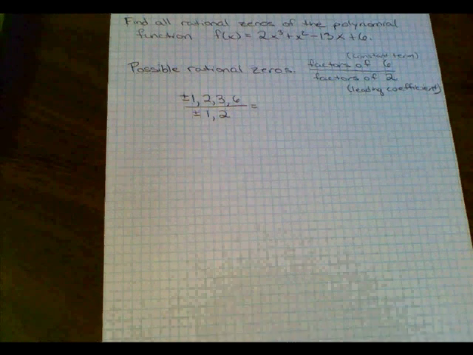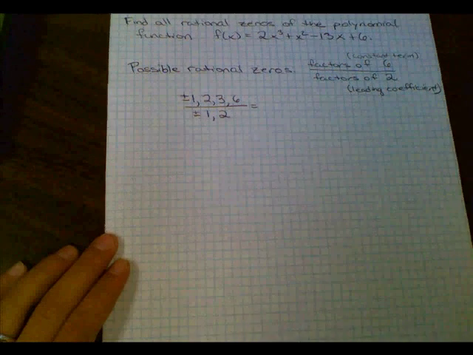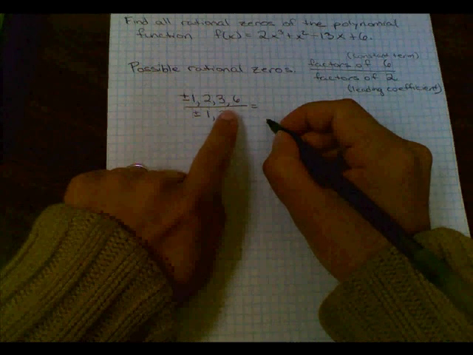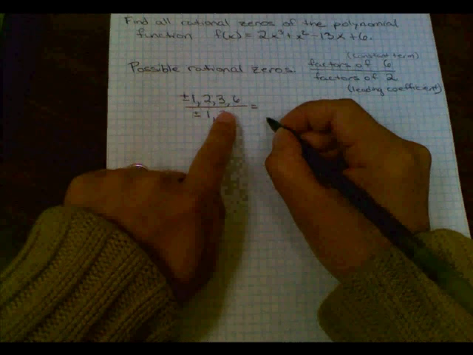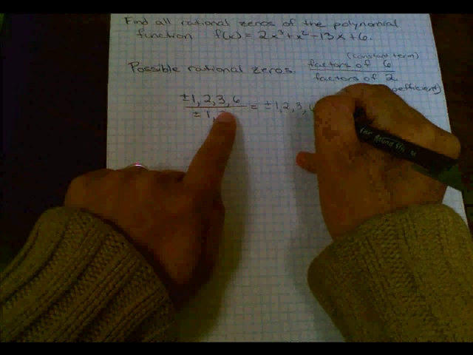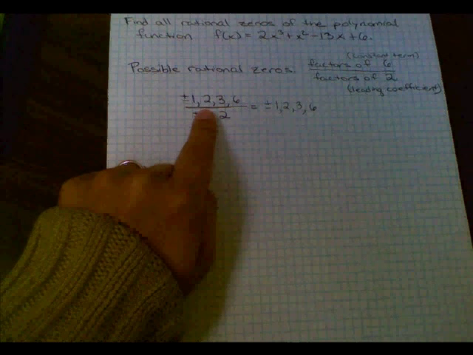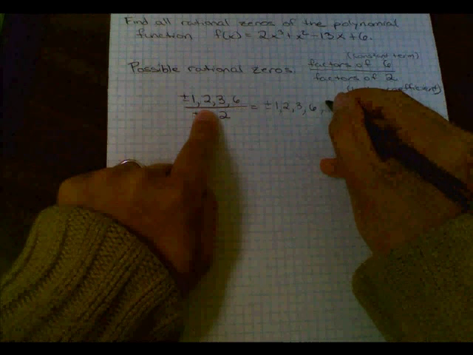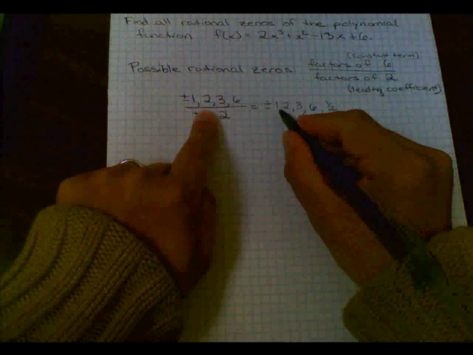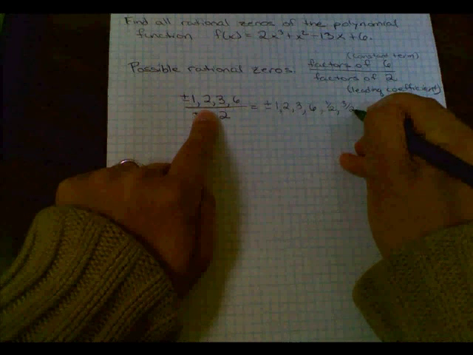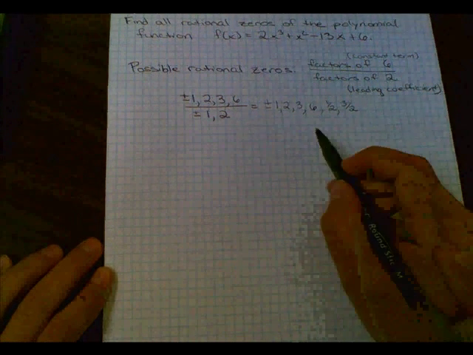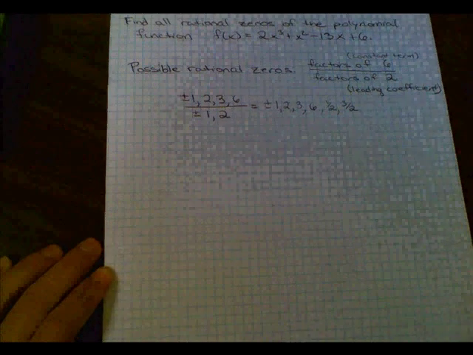So now I just need to write all the possible values this gives us. The way I usually do this is I'll pick one number for the denominator and go down the list. So if the denominator is 1, that gives us the values 1 over 1, 2 over 1, 3 over 1, 6 over 1. So 1, 2, 3, and 6. If the denominator is 2, you get 1/2. 2 over 2 is 1. We already listed that, so that's fine. 3 over 2. And 6 over 2 is 3, which is already listed, so we don't need to write that again. Alright, so here's our list of possible rational zeros.